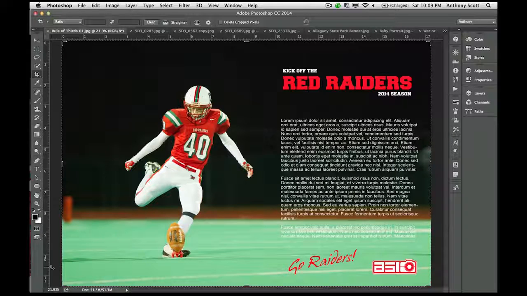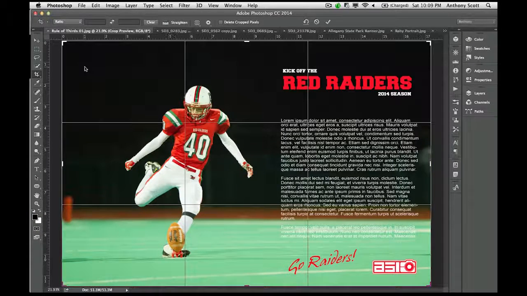Let's look at some examples. Here we have a layout for a sports magazine. When we divide the image according to the rule of thirds and place the athlete on the left third, the image becomes a lot more interesting and allows extra space for text and graphics.